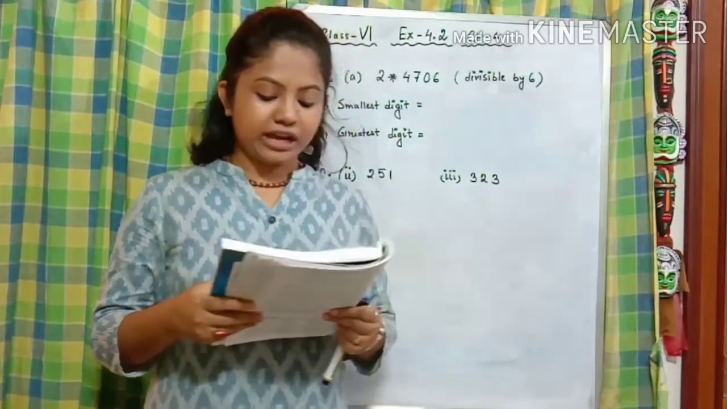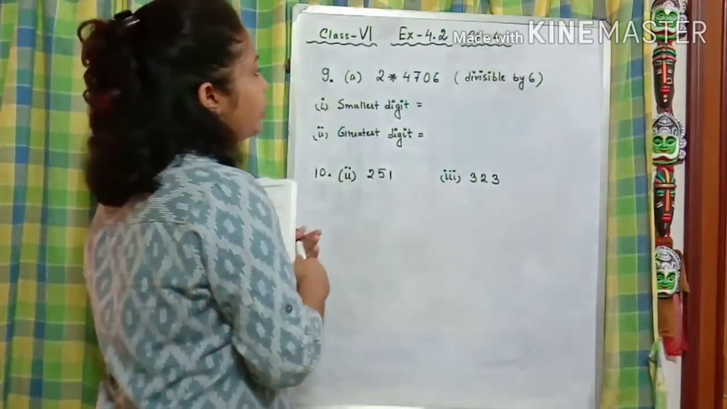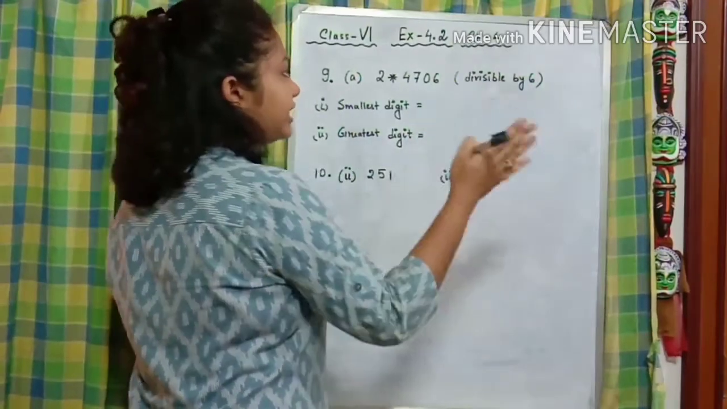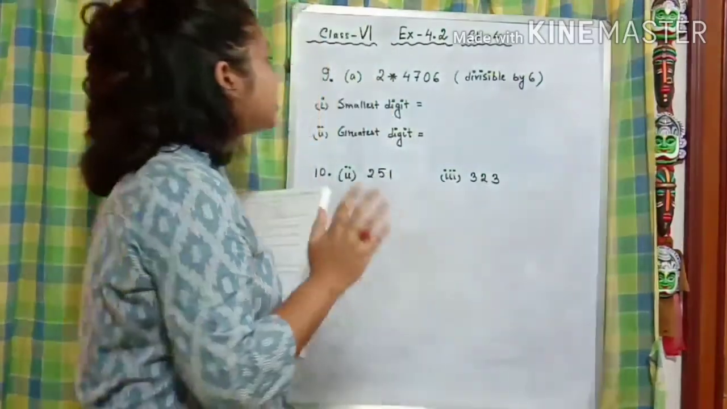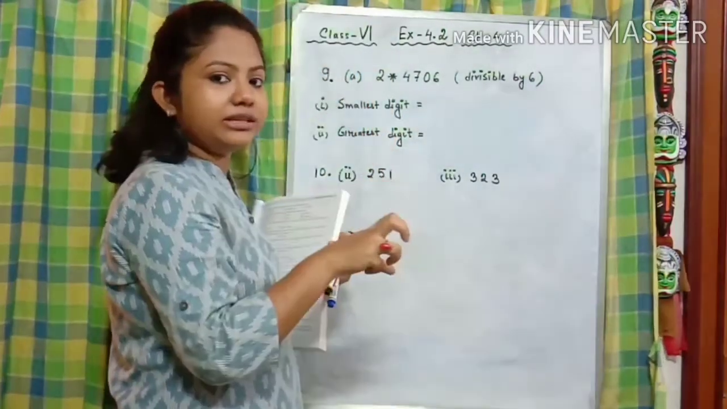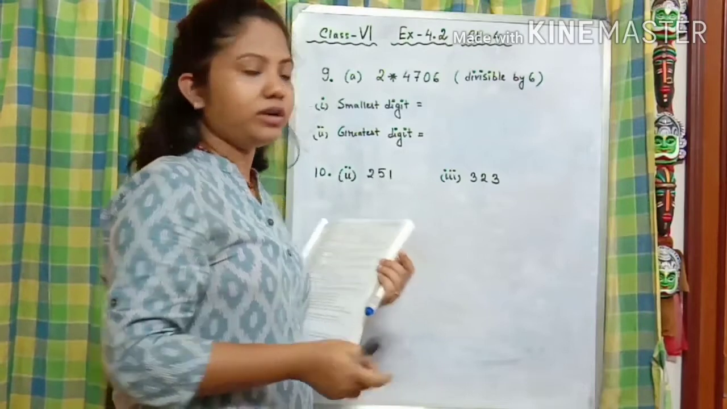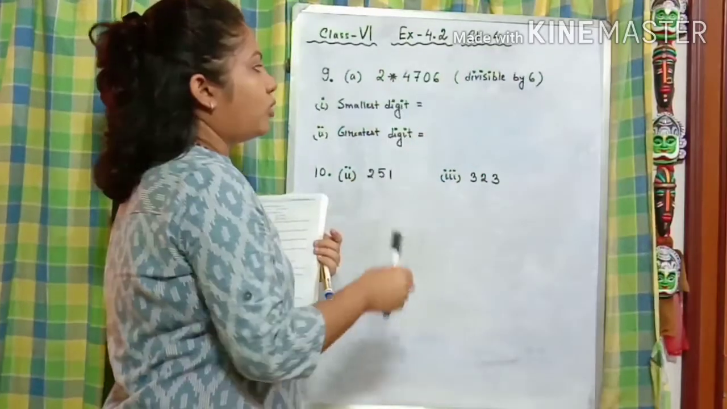Look at question number 9 of exercise 4.2. Here you have to find the digit for the blank space where the star has been given, so that the number is divisible by 6. What were the rules for divisibility by 6? The number should be divisible by the factors of 6, that is, both 2 and 3. We cannot determine divisibility by 2 just by looking at this number, because for 2 we only consider the last digit.